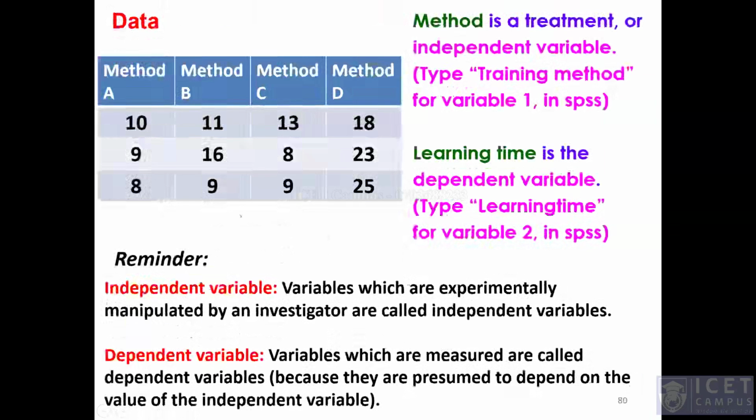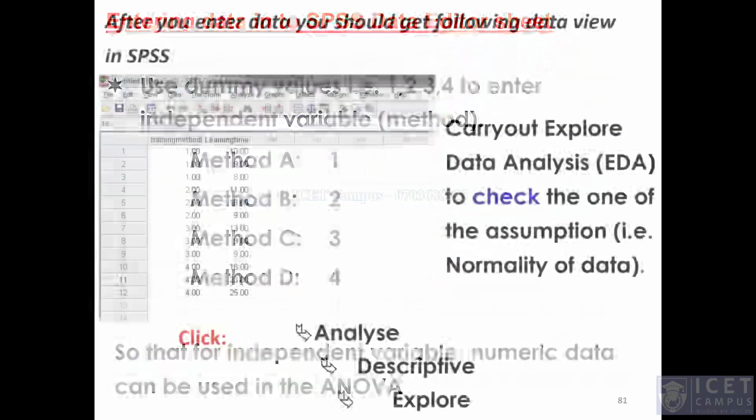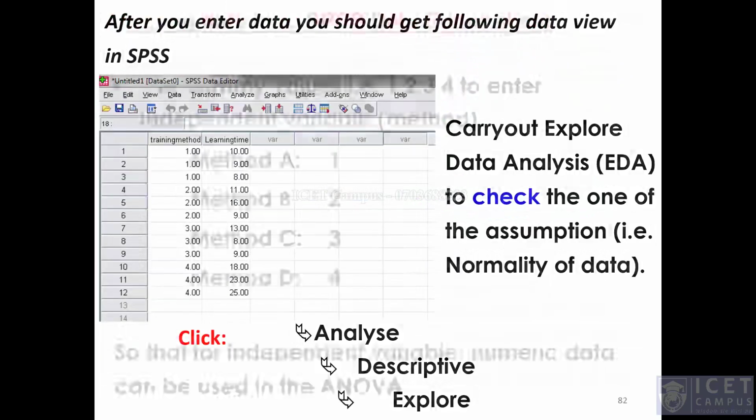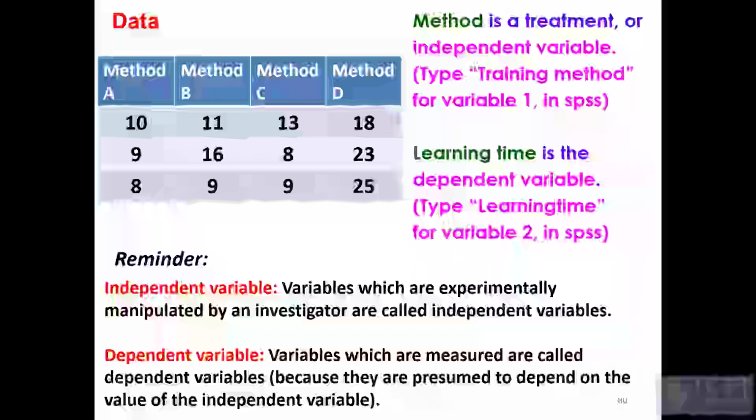As we enter data for the independent sample t-test, it means we have to take method in one column, with method A, method B, method C, and method in one column and learning time in the other column. Then there are only two columns, right? There are actually four groups here, but we are taking only two columns to add the data.